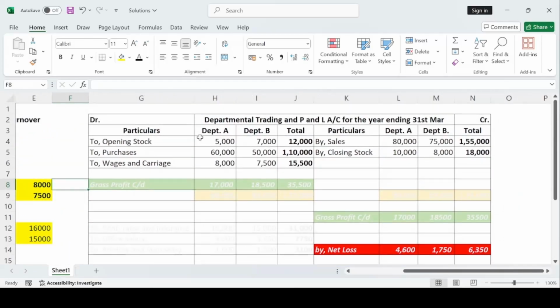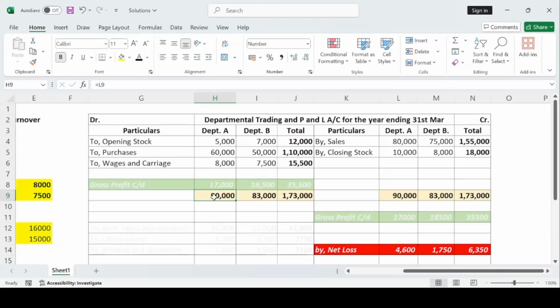Now we will do the total. Check which side is coming more, debit side or credit side. In this problem, credit side is coming more. So what is the total of credit side? 90,000 for department A, 83,000 for department B, and the total will be 1,73,000. So the same values I will write in the left side.